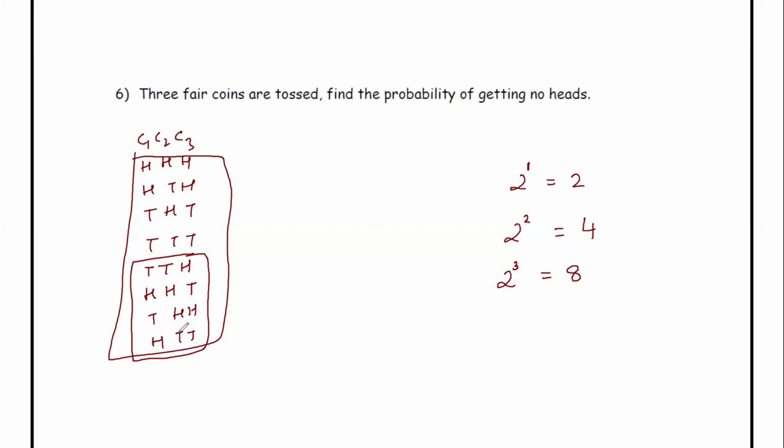So 3 fair coins are tossed. Find the probability of getting no heads. So clearly no heads is this one. So it was a very simple question, 1 out of 8. Make sense? Yeah, no heads.